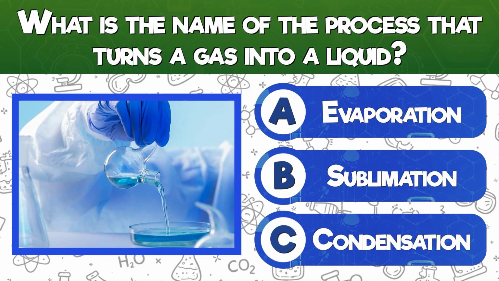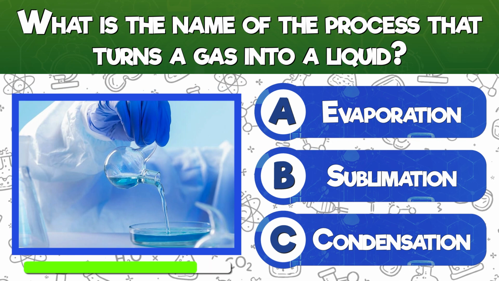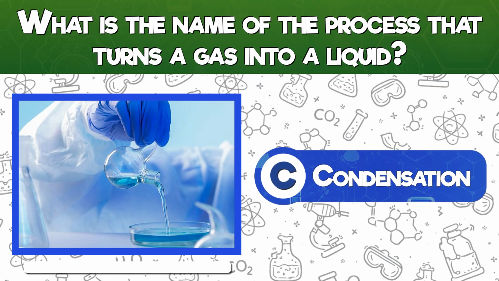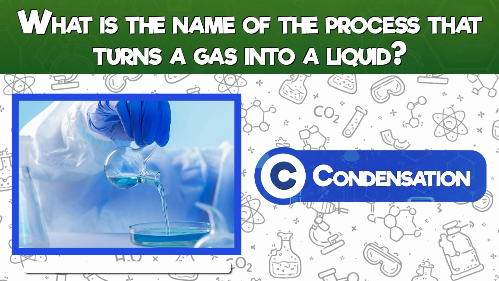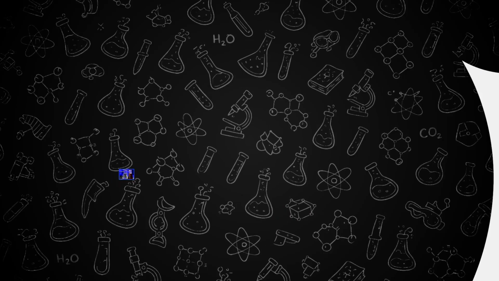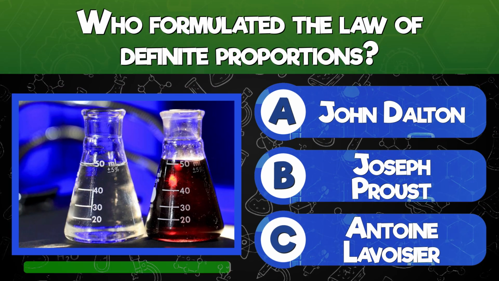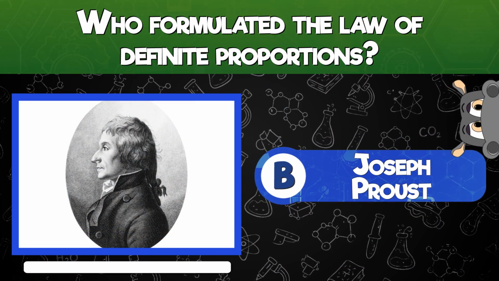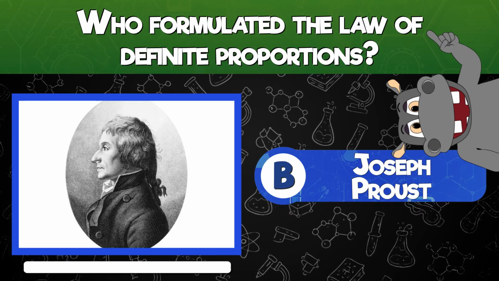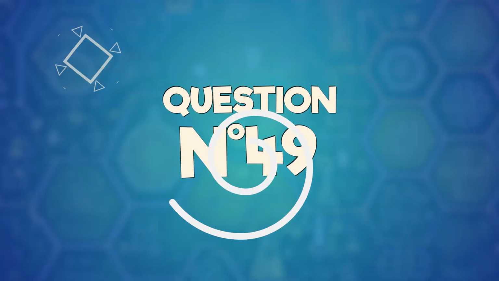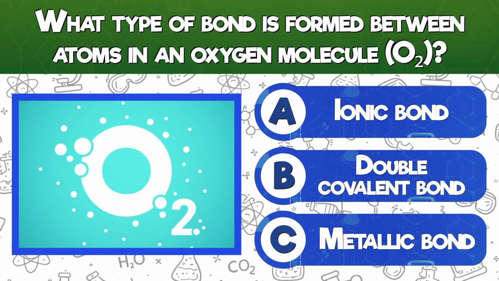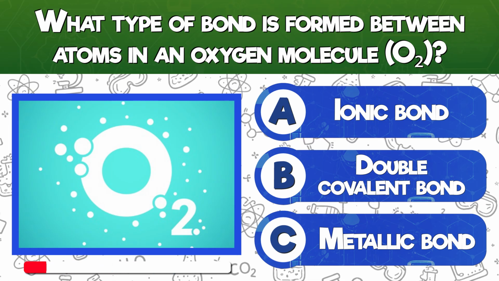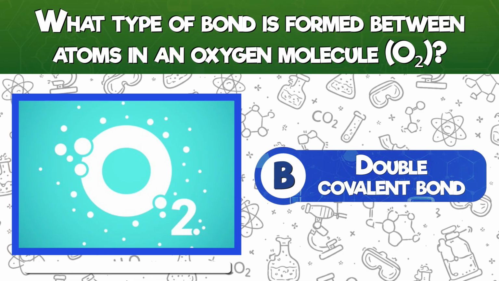What is the name of the process that turns a gas into a liquid? Condensation. Who formulated the law of definite proportions? Joseph Proust. What type of bond is formed between atoms in an oxygen molecule? A double covalent bond.